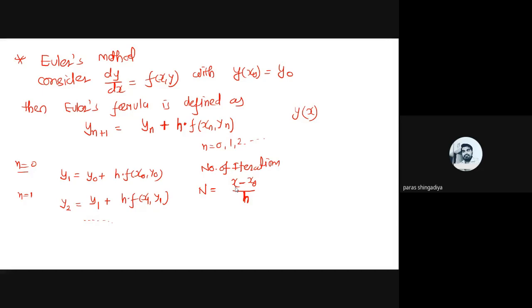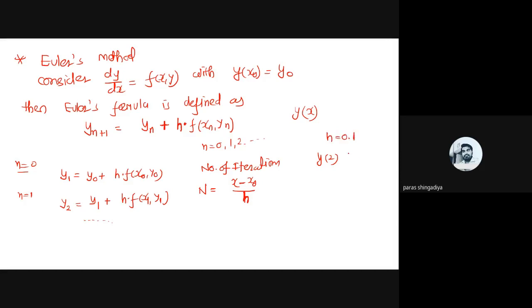x will be there to predict the y of 1, y of 2, y of 5. X0 will be there. Use these three values and predict the n. For example, suppose we have to derive y of 2. The value of h is 0.1.